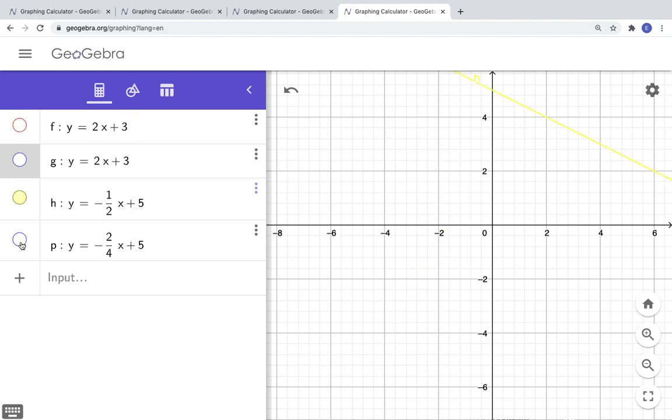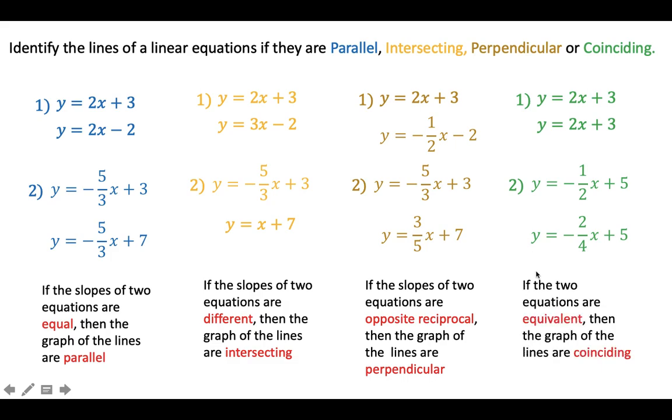How about these two given equations? They also coincide. They also overlap each other. But notice that the equations are not actually the same. The intercepts are the same, while the slopes are not. But if we look closely, this negative 2/4 can be reduced to negative 1/2 if we write 2/4 in its simplest form. So it means they are still equivalent equations. So we can say that if the two equations are equivalent, then the graph of the lines are coinciding.